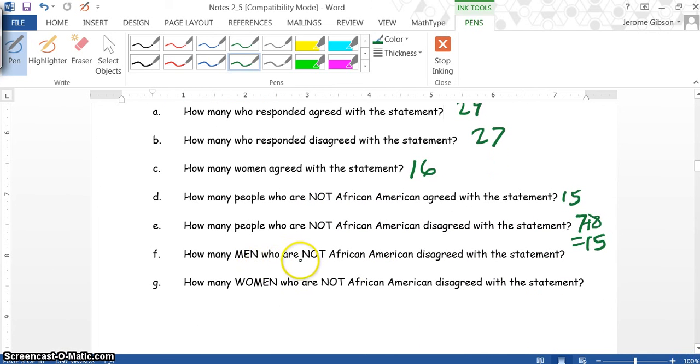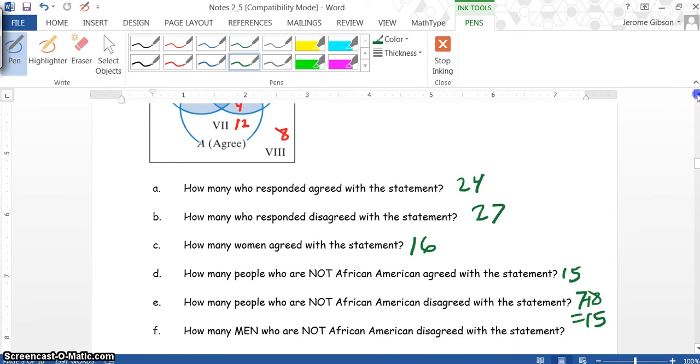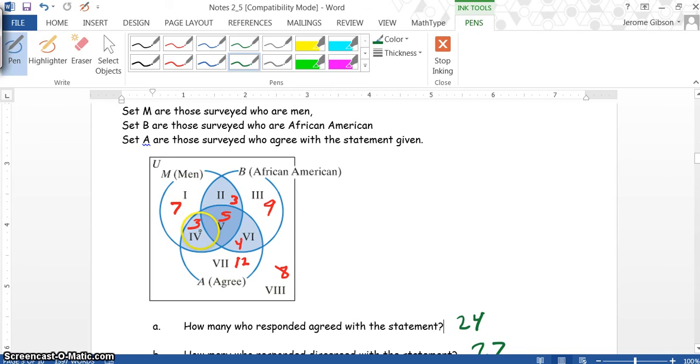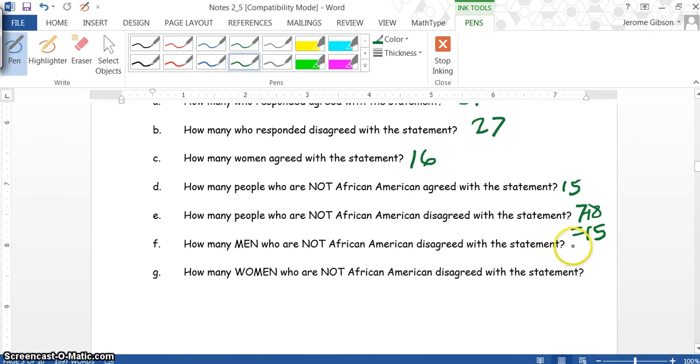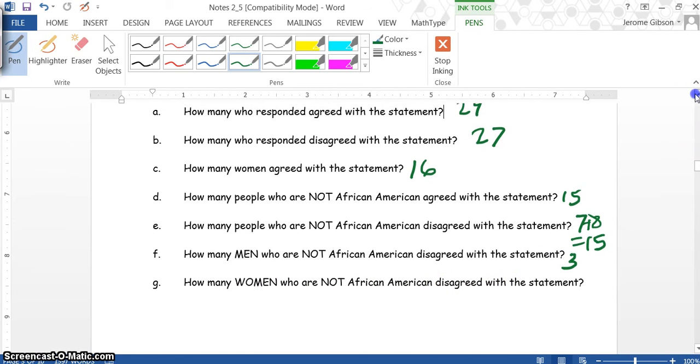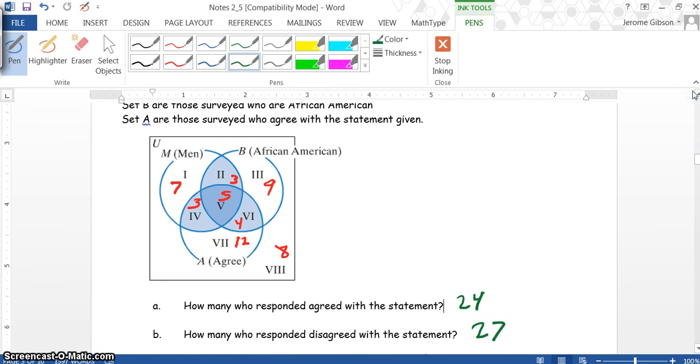Now, it says how many men who are not African American disagree with the statement. Now, we look here. This is the section for men. And we want the ones that are not African American that agreed with the statement. And that will only be region 4, which is 3. It says how many women who are not African American disagreed with the statement. Now we look here. Now, if you notice, this is all the men.